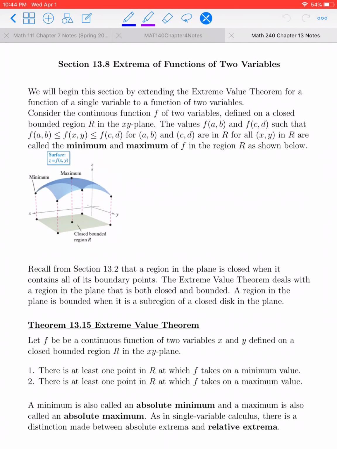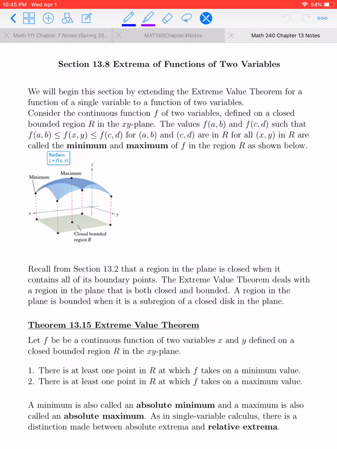In section 13.8, what we're going to look at is extrema of functions of two variables. We will begin this section by extending the old school EVT for a function of a single variable to that of a function of two variables. So a lot of the same ingredients. If you remember what the extreme value theorem said for a function of a single variable, it essentially said that if you have a function that's continuous on a closed interval, then that function will obtain an extreme value. It'll have both a minimum and a maximum on that interval.